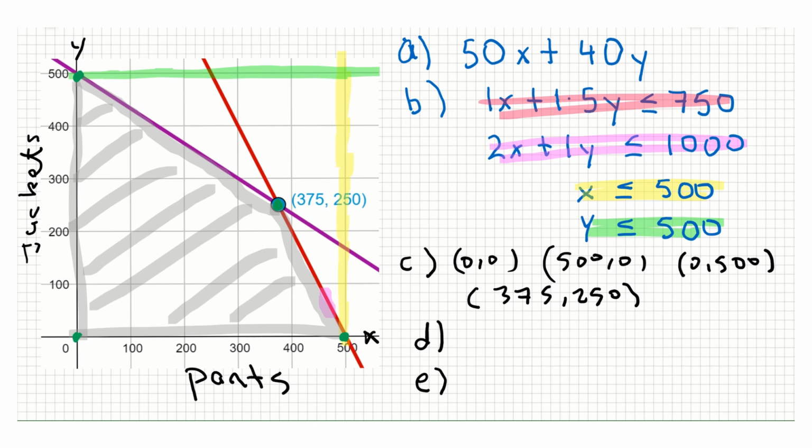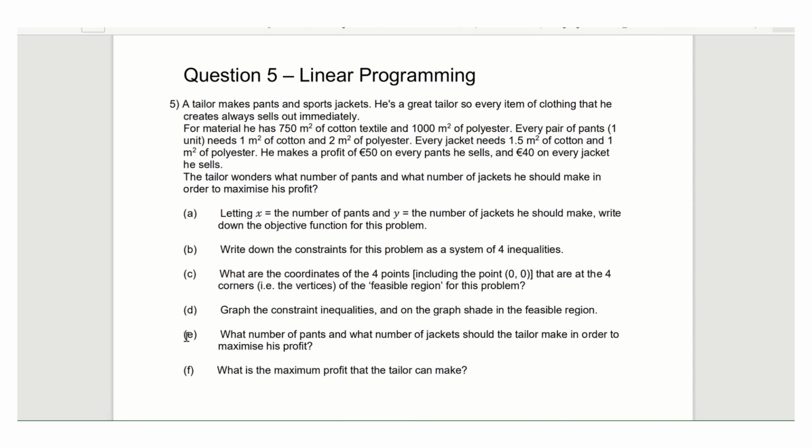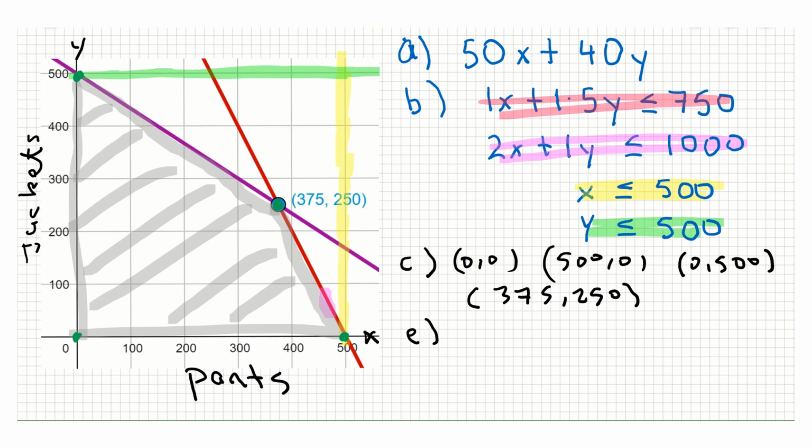So I'm going to actually erase the D there because I need to make a little bit more room. So E. Let's go back to the question for part E. What number of pants and what number of jackets in order to make the maximum profit? So he should make 375 pants and 250 jackets.